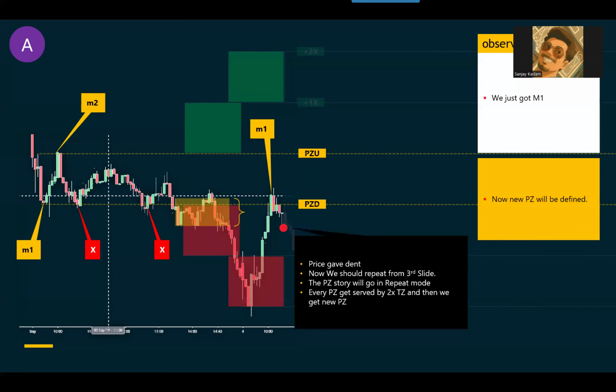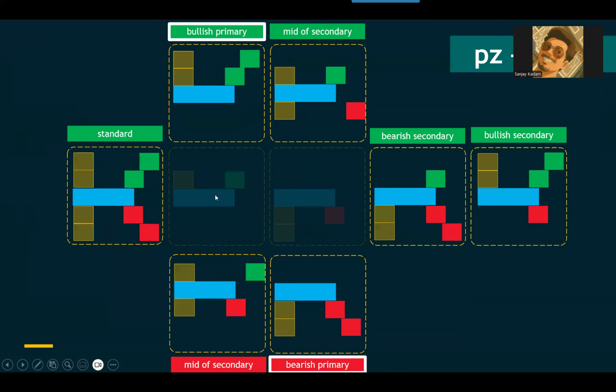And then price will be waiting for the next level of PZ. As I said, after every PZ there is TZ, again there is PZ. So we got a new M1, we will get another M2, and then price will follow. And likewise, we can see different structures in the price. So from sideways to bullish, sideways to standard bearish, these are standard ones. Bullish primary, this is bullish primary. If you only consider a bullish move, then bullish primary can happen.